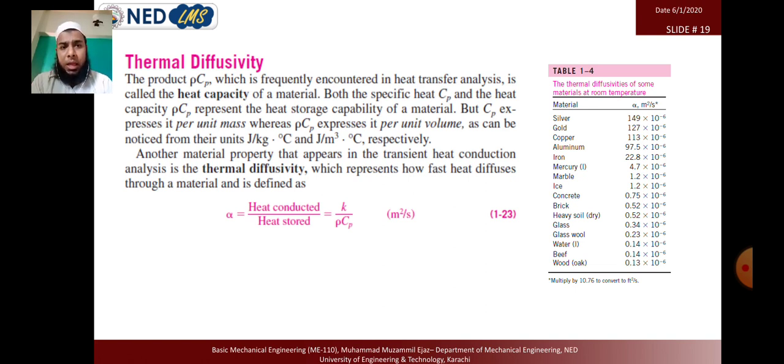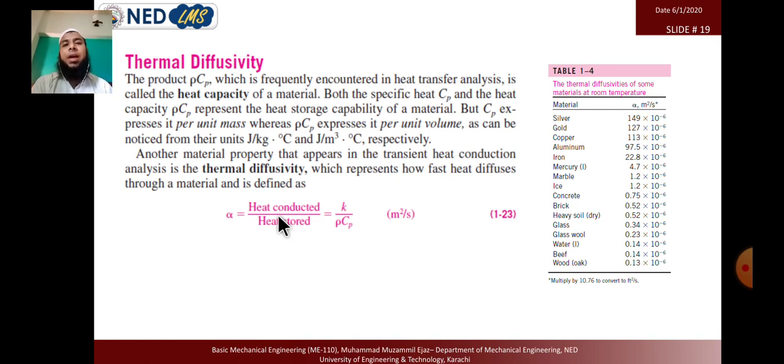By a simple formula, you can understand it is represented by alpha, and it is directly proportional to the heat conducted, and inversely proportional to the heat stored. The formula is thermal conductivity over heat capacity, where rho Cp is heat capacity. It simply tells us about the absorption of heat due to the conduction.